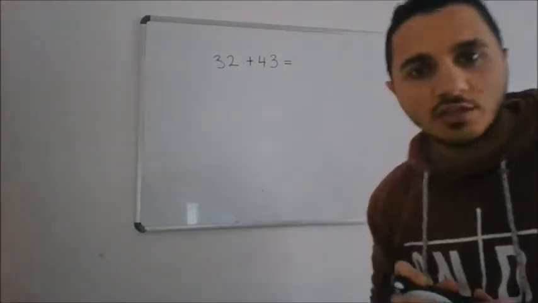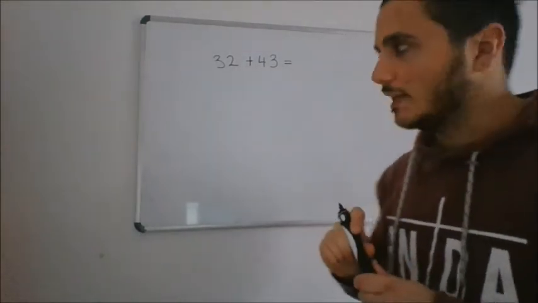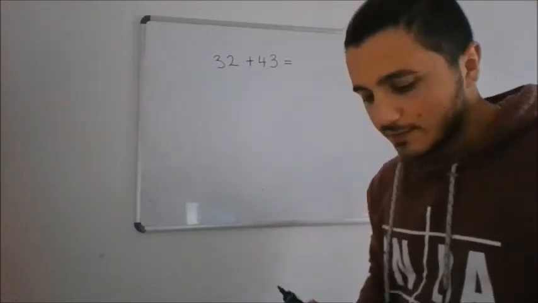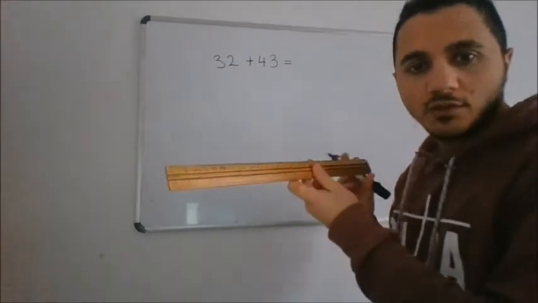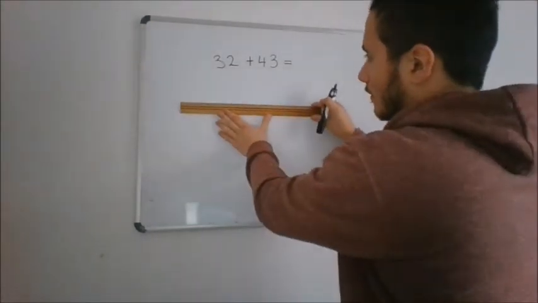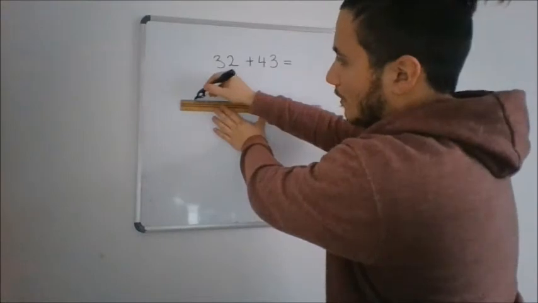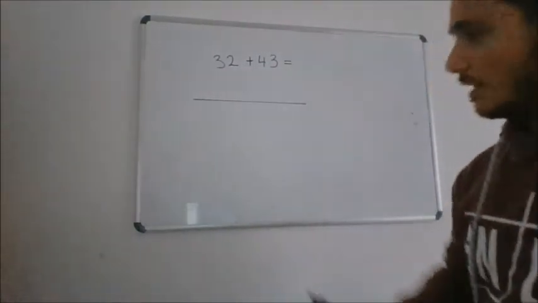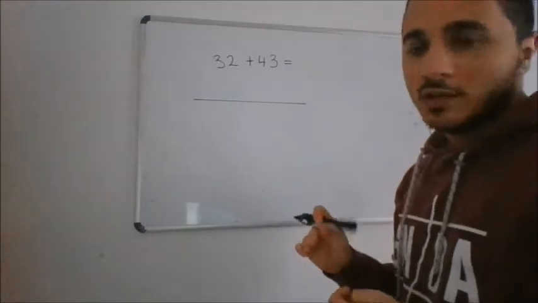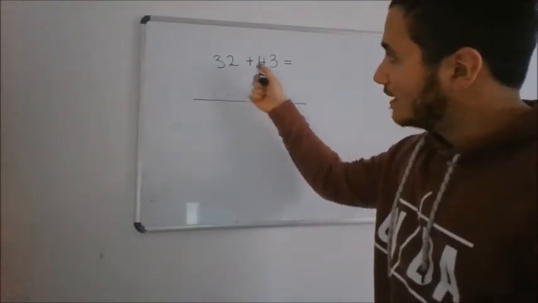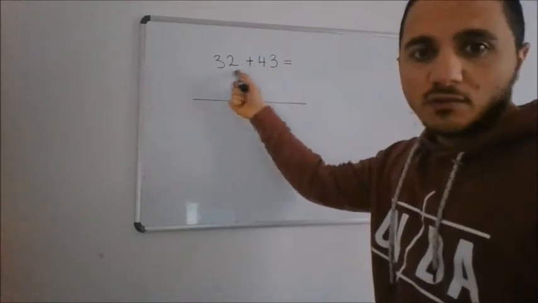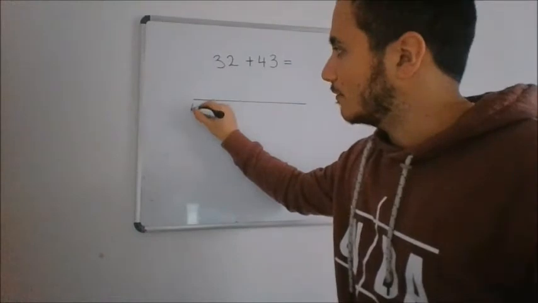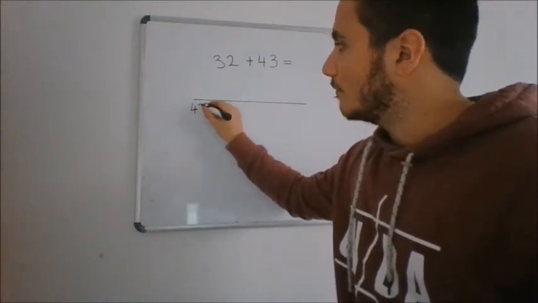So there's my equation. Now I need to try and work out the answer, and the strategy that we're focusing on this week is number lines. So I'm going to get my ruler. This is what you're going to be doing very soon. Get your ruler, and I'm going to rule up a number line like this. Alright, now the first thing I need to do with my number line is I need to work out which number is the biggest number out of these two, 32 or 43. 43 is the biggest number, so I'm going to put 43 down here.